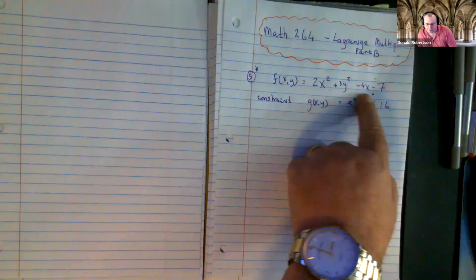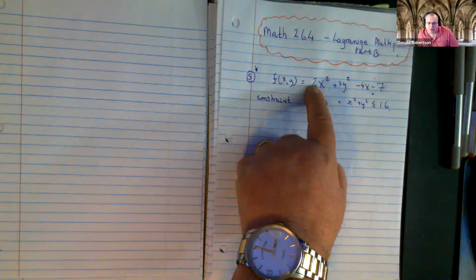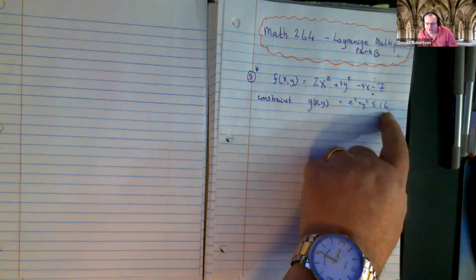...at using Lagrange multipliers. And what I've done here is put some more examples of the more difficult type at the end. And this is an example of a pretty standard one. I want to know the absolute maximum and minimum value of this polynomial, subject to the constraint that x squared plus y squared is less than or equal to 16.